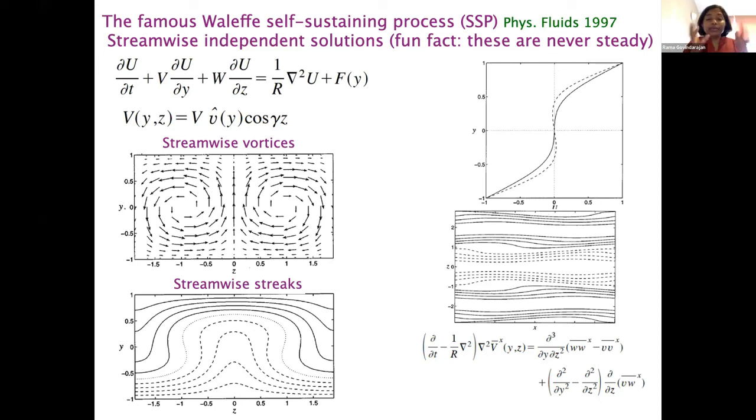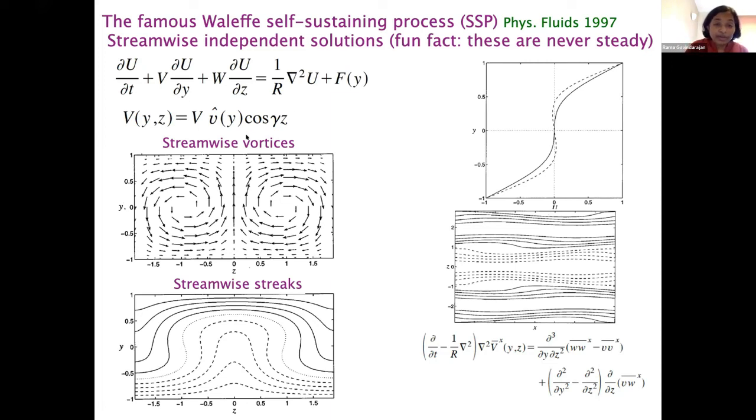Okay, this is the famous Waleffe self-sustaining process. He gave it in 1997, like 25 years ago, for stream-wise independent vortices. He made this model by which he took the Navier-Stokes equations, threw away everything in the x direction, and put some forcing in cases where it's needed, not in Couette flow. And he started looking for time-varying solutions which were stream-wise independent, because you could see that transient growth is biggest for these stream-wise streaks. So he started asking, are they important, and can they go into the nonlinear regime and do something good?